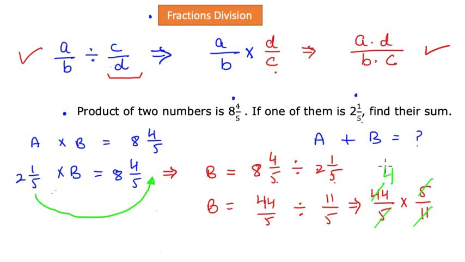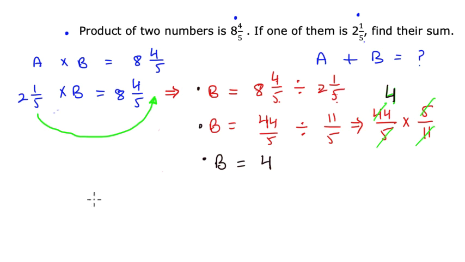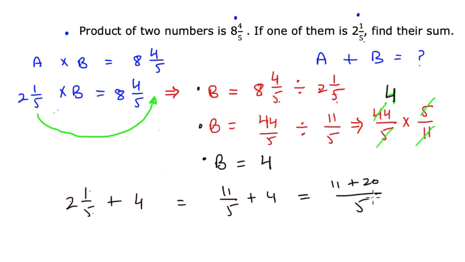Let me write this in black ink here. So this is 4. The number B is equal to 4 just by following these 3 steps. So this is your number. Now you can simply find their sum. A, that is 2 1/5, plus B, that is 4, is equal to 5 times 2 is 10 plus 1 is 11 over 5 plus 4, and that will be 11 plus 20 divided by 5, and it is 31 over 5. So in this example, you not only learned about the division problem, you also learned about the addition of two fractions.